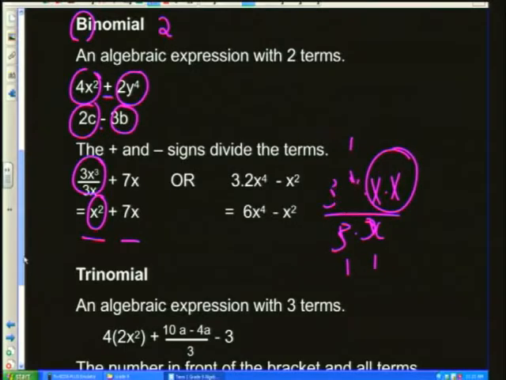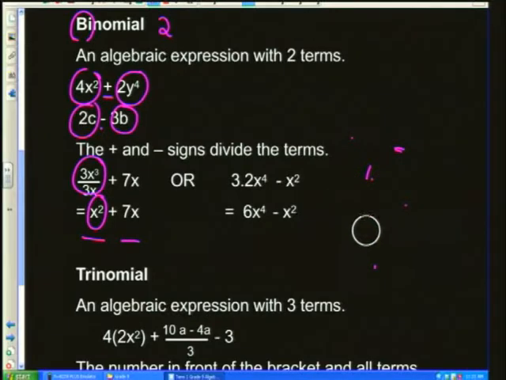Let's look at the multiply one. Okay, that one. 3 times 2 gives me 6x to the power of 4, so that in actual fact is only one term. And this is another term, it's divided by the negative sign, and it gives me a binomial.